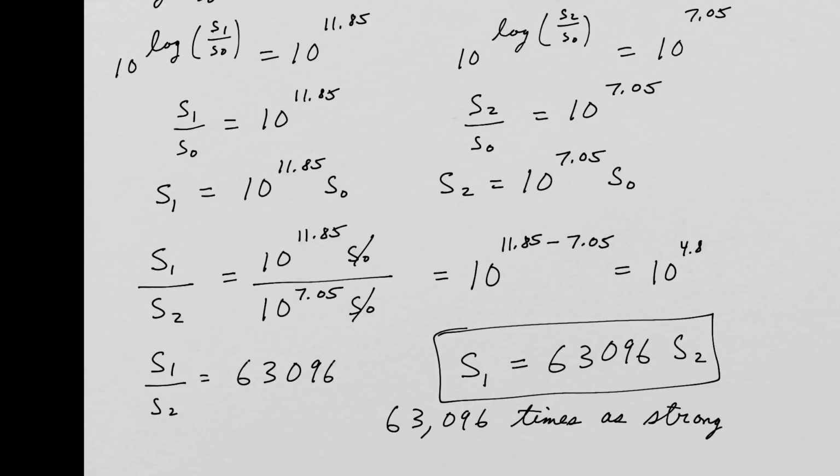So even though the moment magnitude scale only went from 4.7 to 7.9, since it's a logarithmic scale, the 7.9 is much more intense than the 4.7. It's 63,000 times as strong.